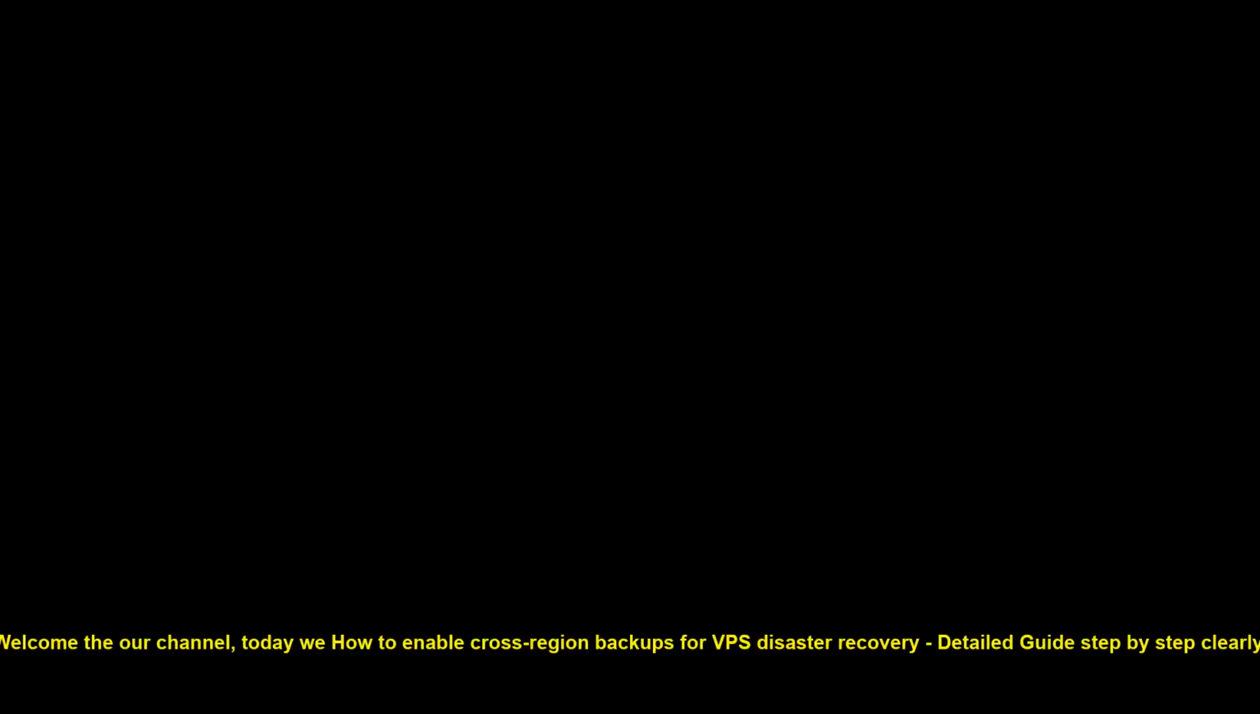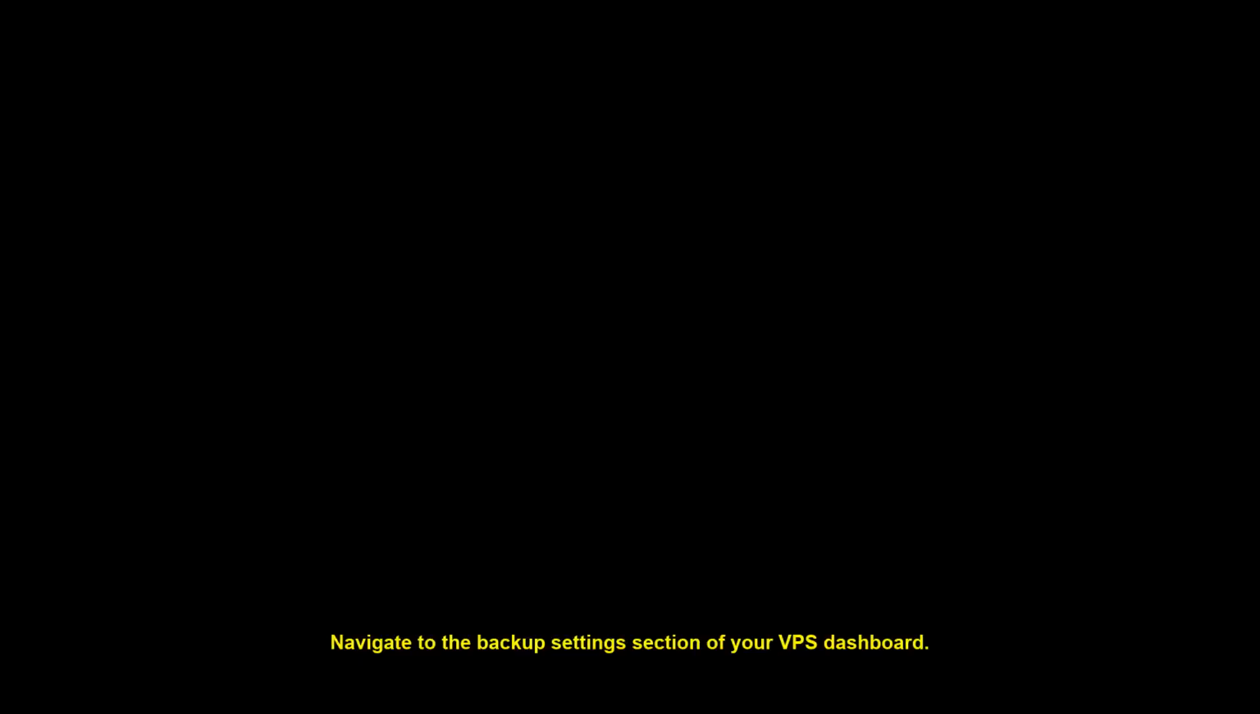To enable cross-region backups for VPS disaster recovery, begin by logging into your VPS management console. Navigate to the backup settings section of your VPS dashboard. Select the option for configuring backups. Ensure that you have chosen the correct VPS instance you wish to set up for cross-region backups.